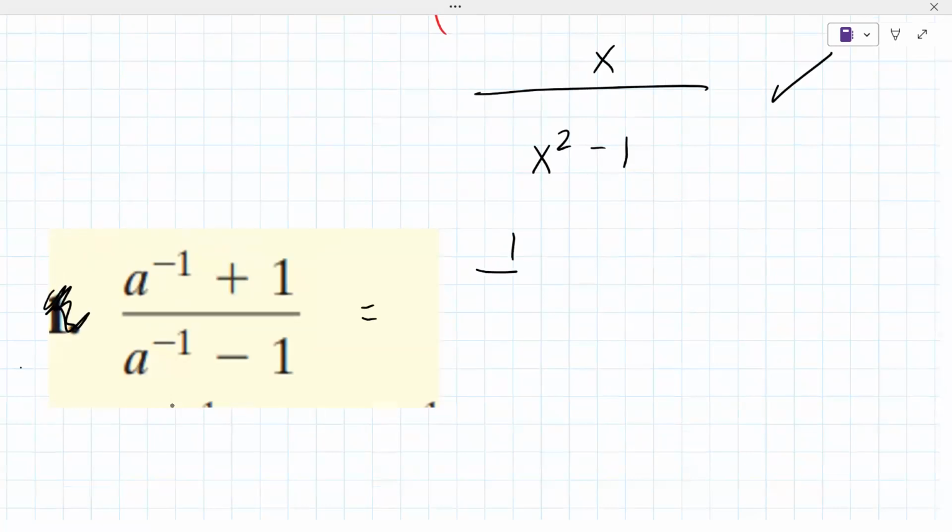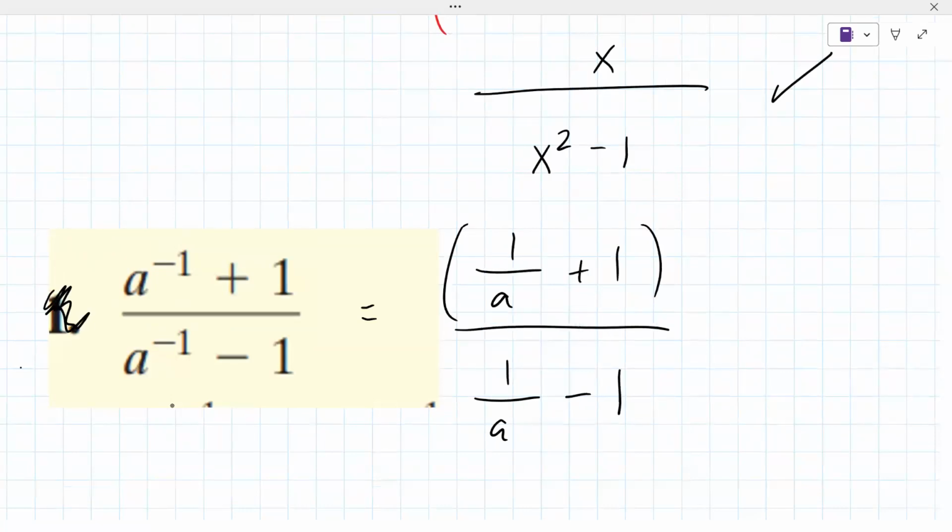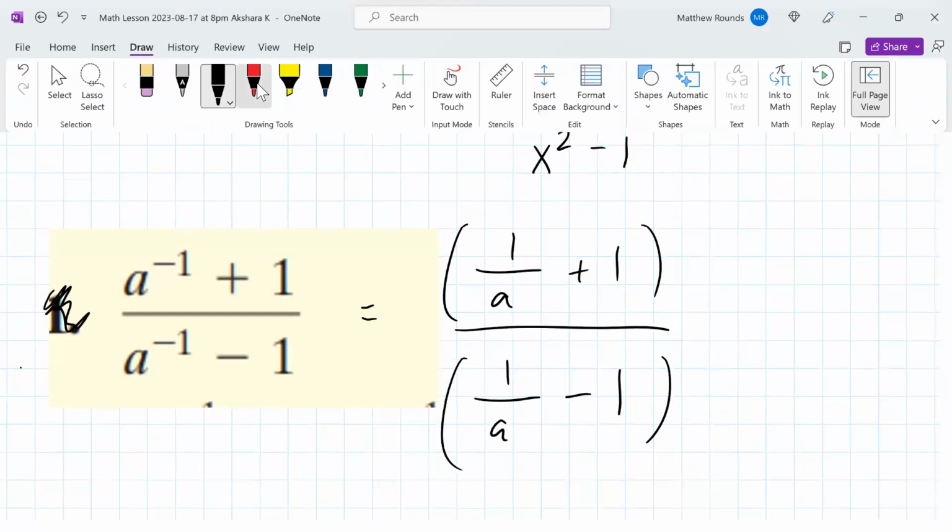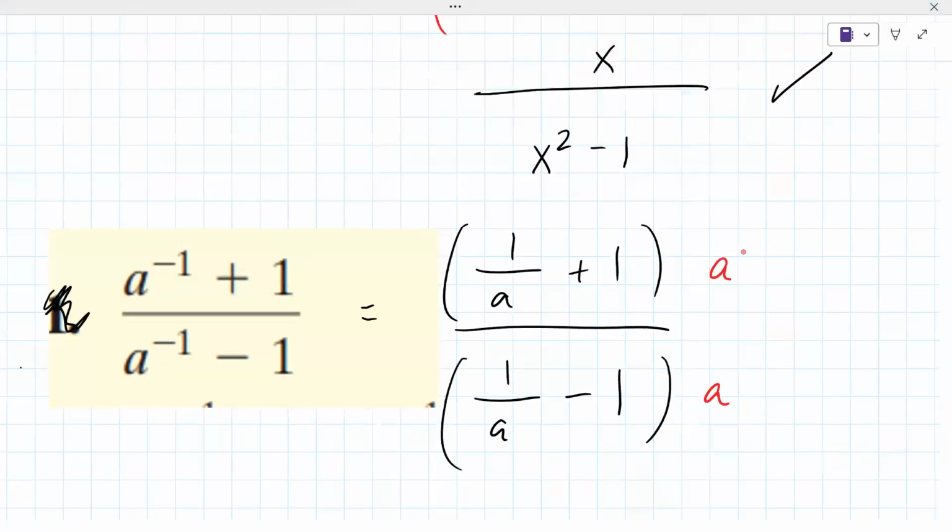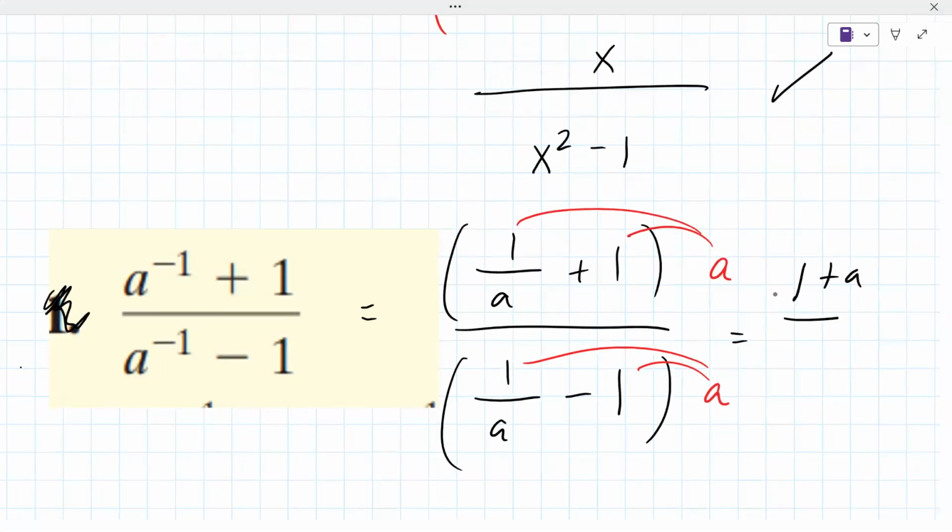So this one is 1 over a plus 1 over 1 over a minus 1. So again, it's kind of a shortcut. It works in these. You can say, okay, if you multiply everything by a, you end up getting 1 plus a over 1 minus a. You can make the whole common denominator thing, but you don't have to.